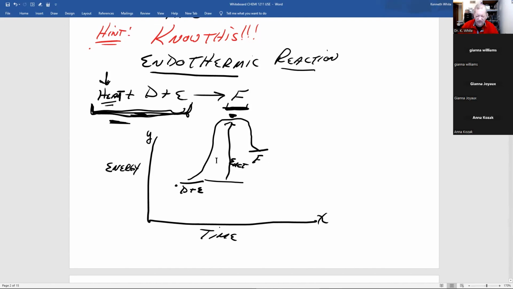And you have the same sort of hill. It doesn't matter how pointy you make your hill. Going from D and E to F, from where you start out, D and E, to the top of the hill is the activation energy, the amount of energy you need to make a reaction go, because it's got to go over the hill to get to F.